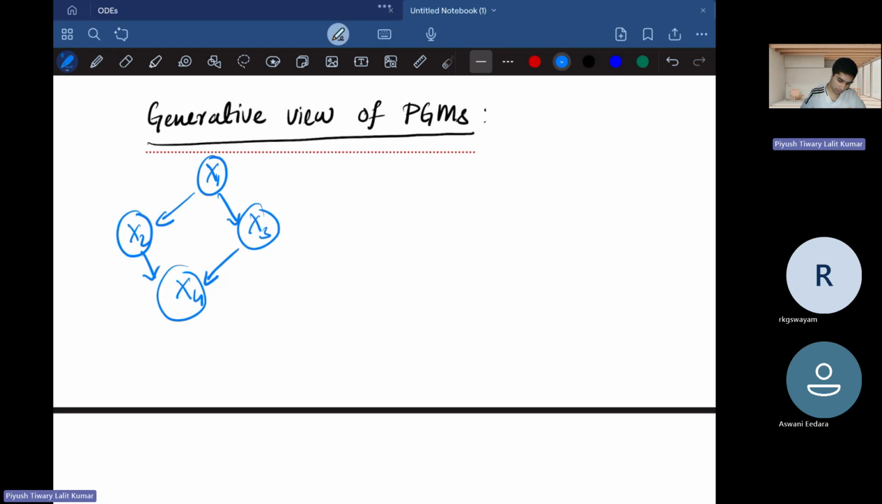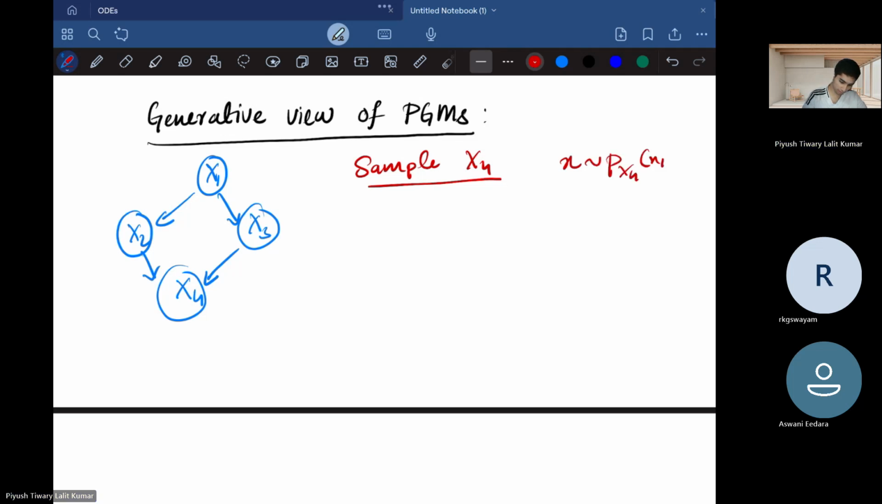So the problem statement, or rather the objective, is, let's say, to sample x4. This is what is asked of us. So we want to basically sample x4 coming from p of x4 given x. So we want to sample from this distribution basically.